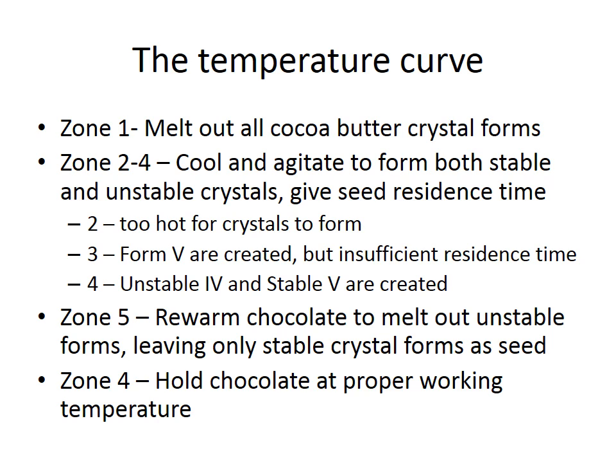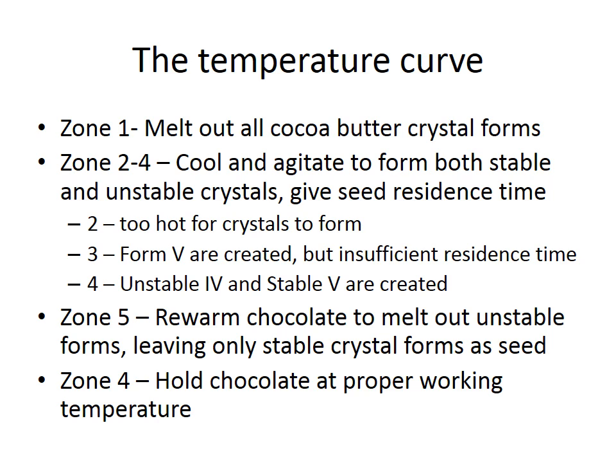Form 5 is stable. So now we have to go into zone 5, where we re-warm that chocolate and melt out the unstable form 4 crystals. This is like putting our weed and feed out on our lawn. We have to get rid of all the stuff we don't want. So we re-warm it, take it to 90 degrees, and we hold it at 90 degrees, and we allow that form 5 crystal to crystallize the entire bowl. So if we put actual numbers to these zones, zone 1 goes from room temperature up to 124 degrees.